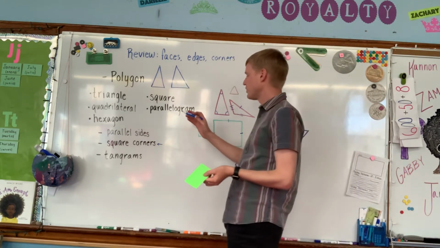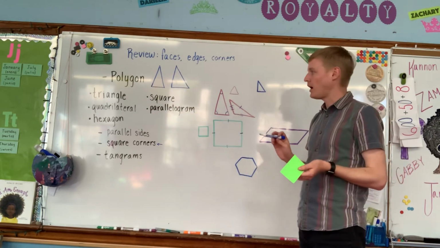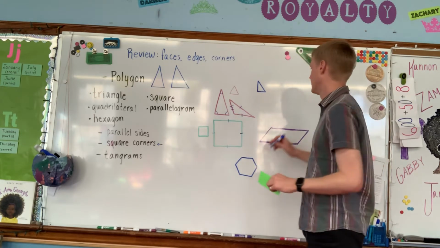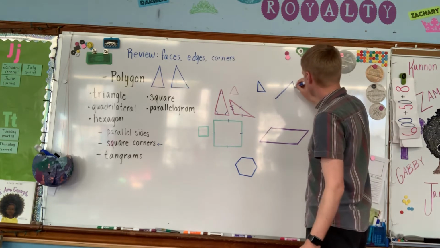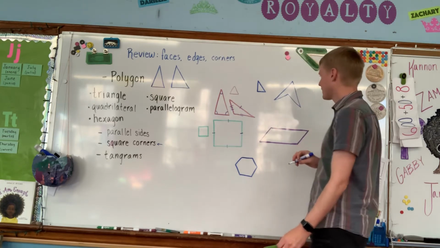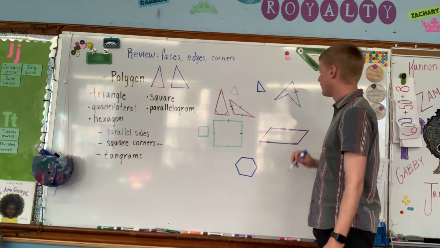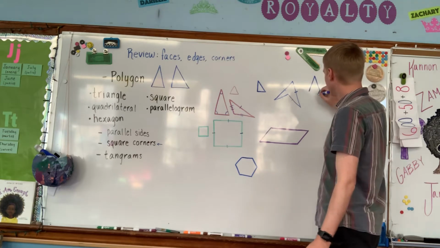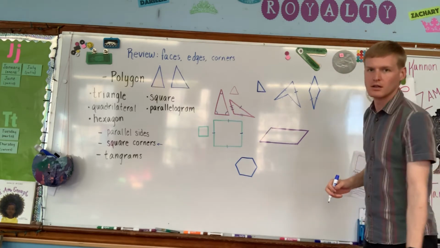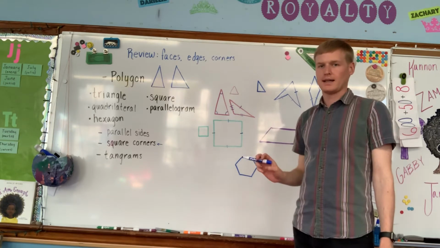All right. Moving on to a quadrilateral. A quadrilateral is any polygon that has 4 sides. So this square is a quadrilateral, but I can also make a crazy one, as long as it's a closed figure with 4 sides. 1, 2, 3, 4. It's a quadrilateral. A quadrilateral is any polygon with 4 sides.